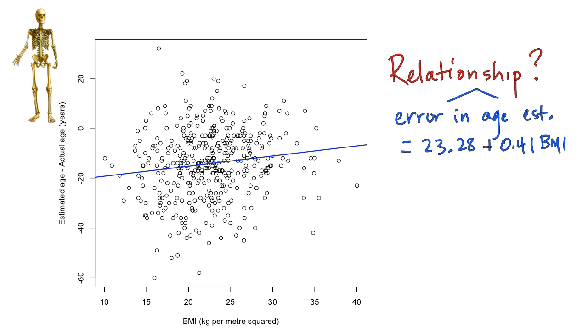For this regression line, R squared is 0.019, so only 1.9% of the variation in the response variable is being explained by its linear relationship with the predictor, BMI. So is there really a relationship between error in age estimation and BMI? Or could the fact that we got a positive slope here just be due to chance? We can answer this question by carrying out inference for the slope of the regression line.